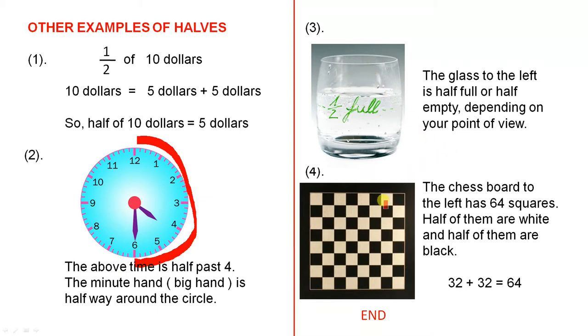Now here's a chessboard. You can play a lot of different games on this. So the chessboard to the left has 64 squares, because you've got 8 along and 8 down, and that's 64 altogether. Half of them are white and half of them are black. So 32 plus 32 equals 64.